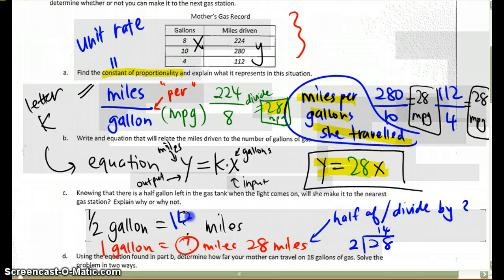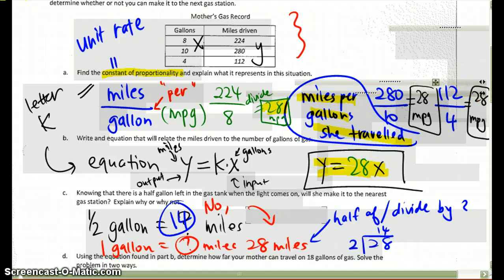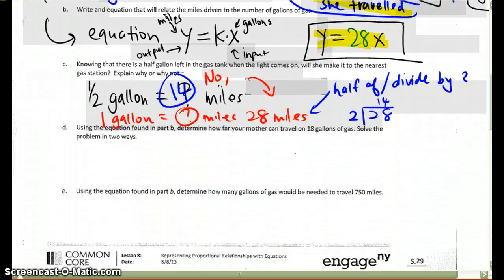So she can travel 14 miles, but she needs to travel 26 to the gas station. So she clearly does not have enough gas. So our answer is no. And go ahead and write your own explanation, just like I had said. I'm not going to write the explanation, but the answer is no, and give an explanation in your own words.